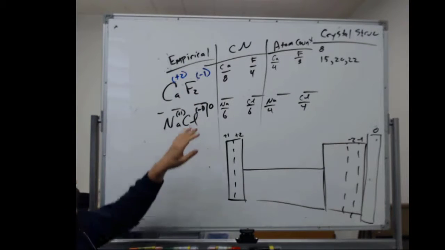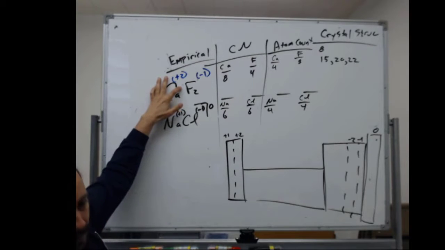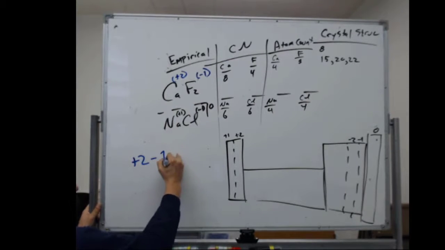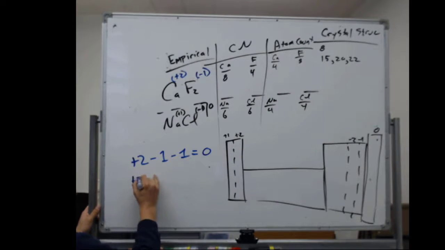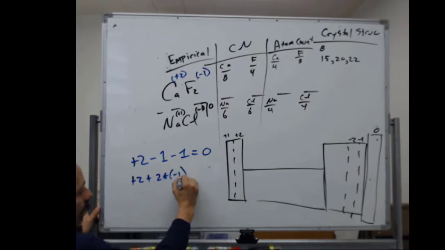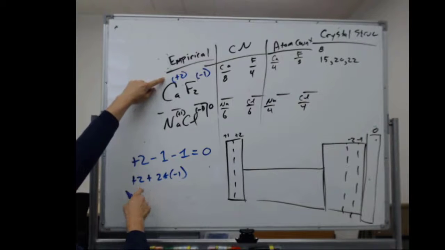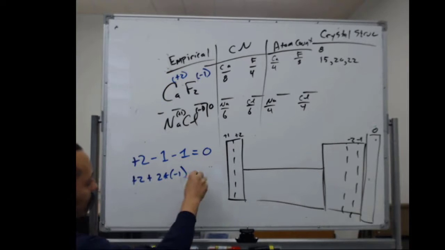So now when we look at this one, I've got my calcium has a +2, and I think, okay, logically, how many -1s does it take to balance a +2? And it would be 2, right? If I had +2 -1 -1, that would be equal to 0. Or another way to write that is +2 plus 2 times -1, right? So what I'm doing is I'm doing the charge on calcium plus the charge on fluorine times the number of fluorines.